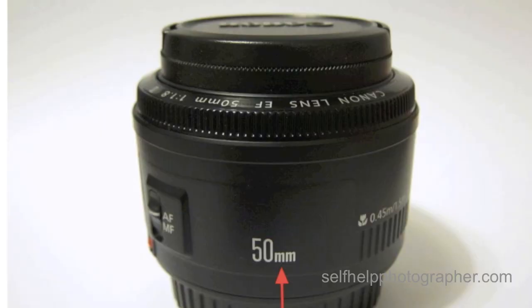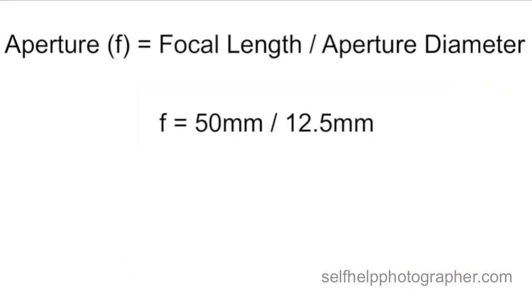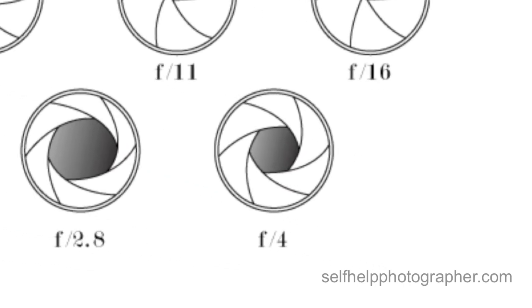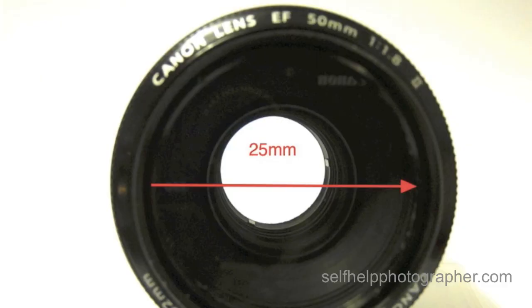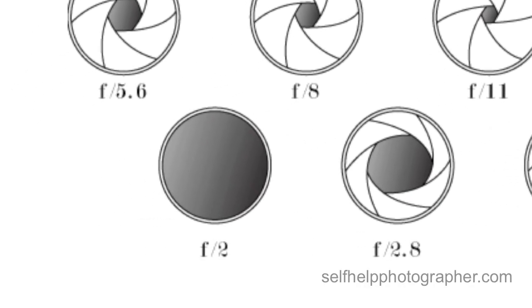For example, let's say you have a 50mm lens, and inside that lens your opening is 12.5 millimeters across. If you take 50 and divide it by 12.5, you get 4, which gives you an F number of 4. Now let's take that same 50mm lens, but now let's say we have an opening inside that lens with a diameter of 25 millimeters. When you divide 25 into 50, you get 2, or an F number of 2. So, bigger opening, smaller number.